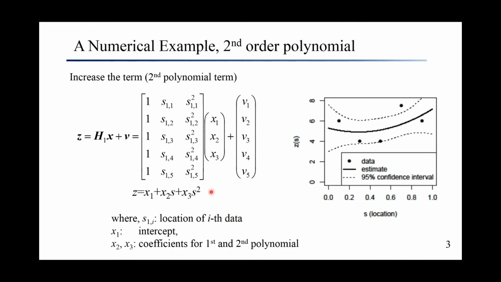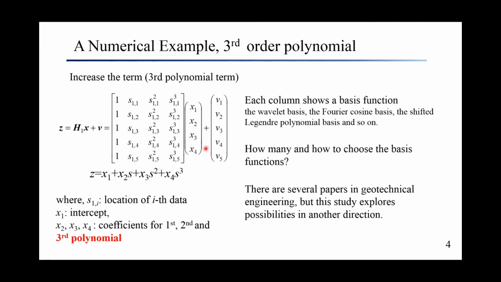Okay, let's increase the order, second-order polynomial. Then we can get a curve like this one. Let's increase more, third-order polynomial, like this one. In this case, each column of the H matrix shows a basis function. So we use 4 basis functions, right?